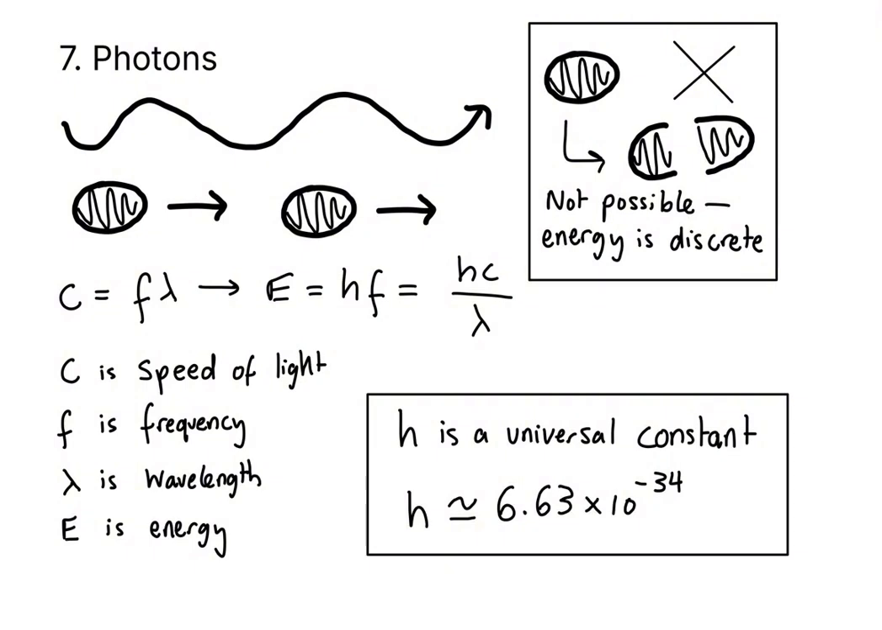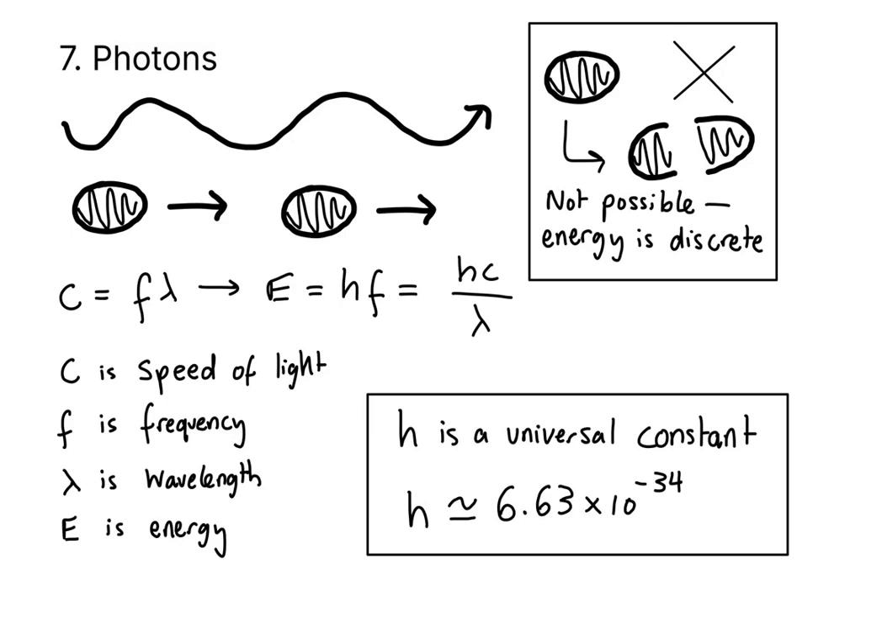And there are 2 equations that go with photons, both of which you must know for exams. The first links the speed, frequency, and wavelength of light. c equals f lambda. The speed of light equals frequency times wavelength. The second gives the energy of a single photon. E equals hf, where h is the Planck constant and f is the frequency.